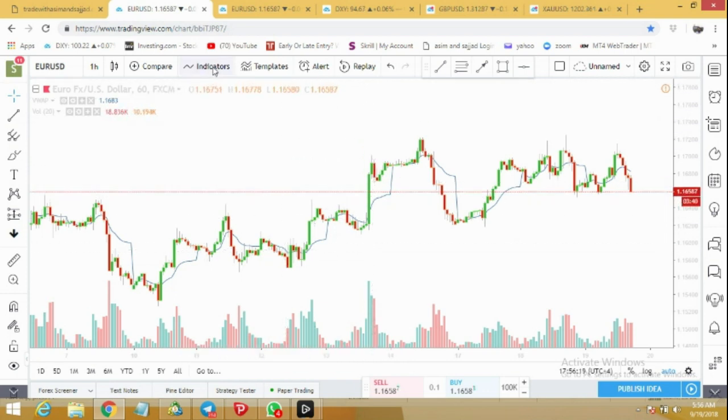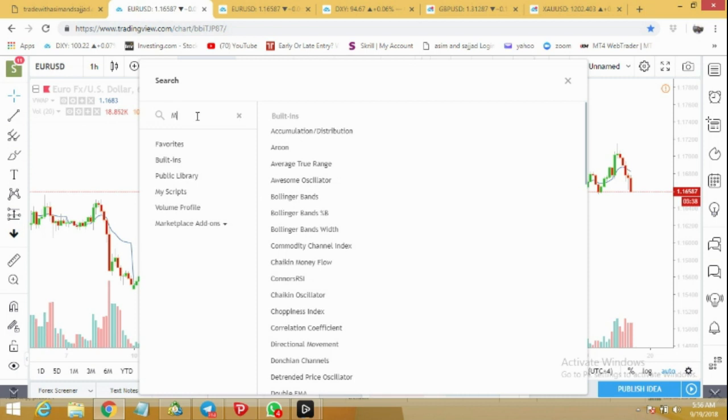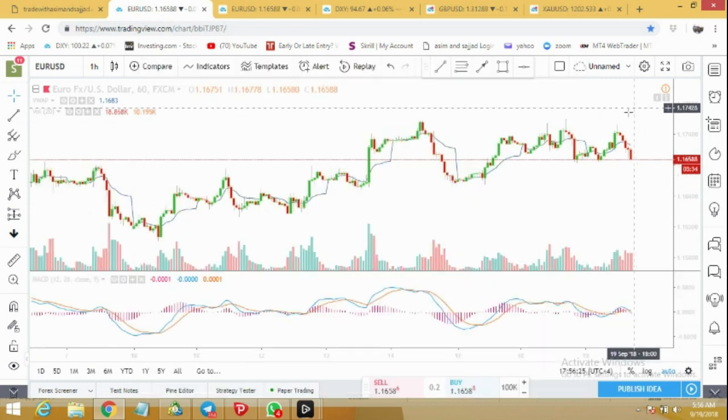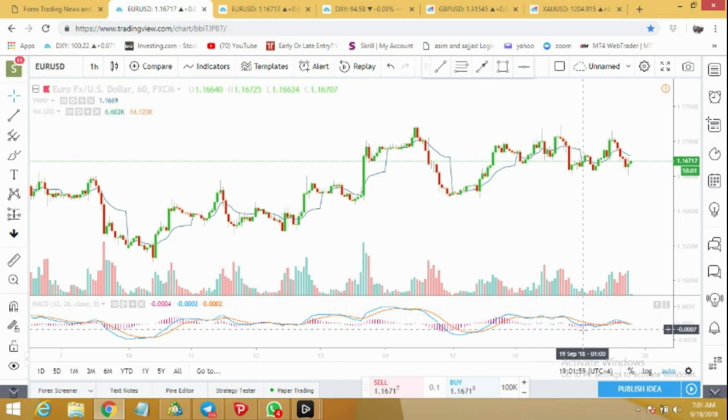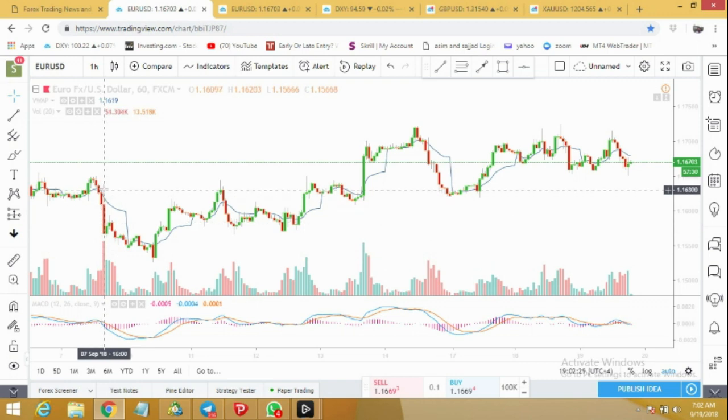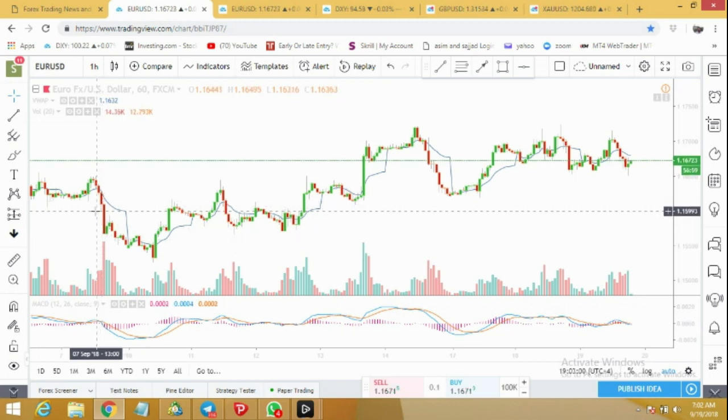Let me select from indicators. We type MACD. So we got MACD here. If we combine all these three indicators together, whenever we see there's a bigger drop and bigger volume and also convergence at MACD, it confirms our analysis and we can enter into a trade with much surety.